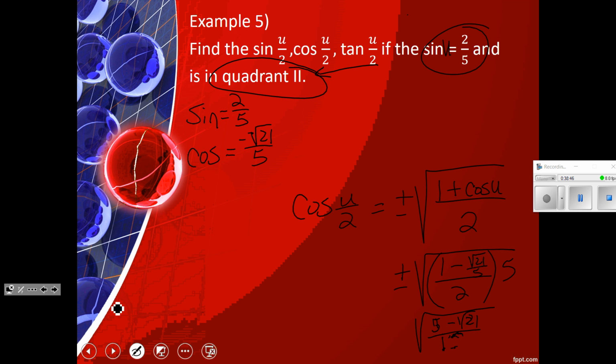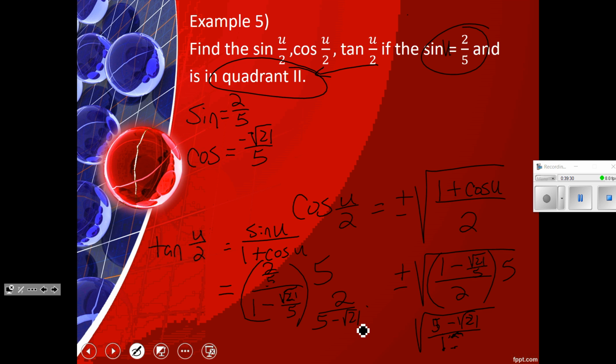Okay? The tangent formula looks like what? Tangent of u over 2 is equal to sine u over 1 plus cosine u. And you could use the other one if you liked the other one. So the sine is 2/5 divided by 1 minus square root of 21 over 5. That looks really bad. And I'm going to multiply everything by 5. So that's going to end up being 2 over 5 minus the square root of 21.